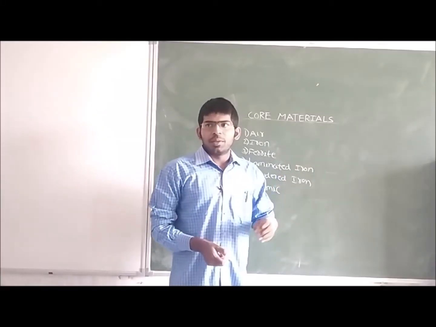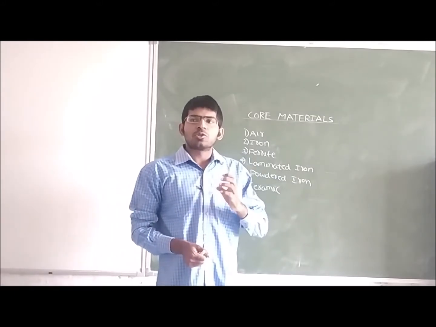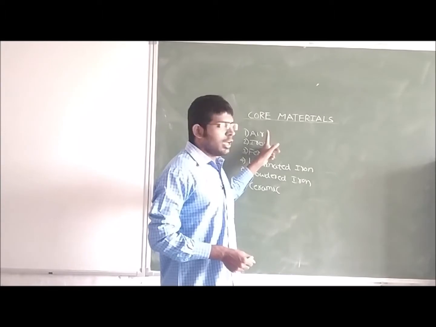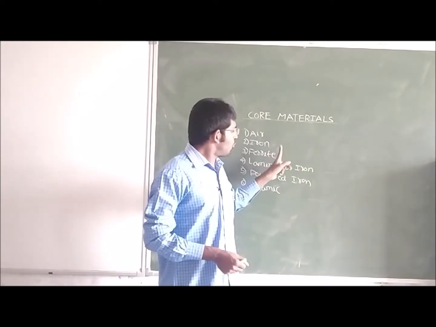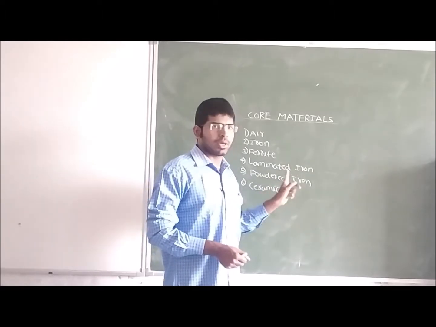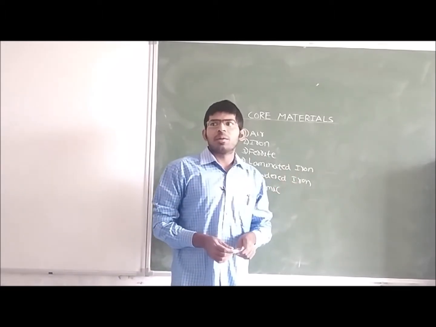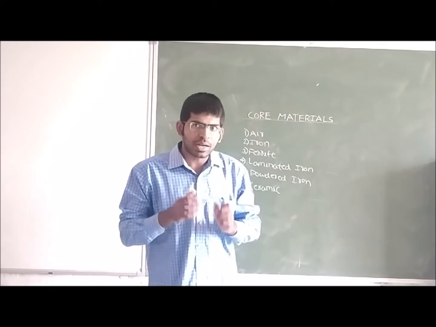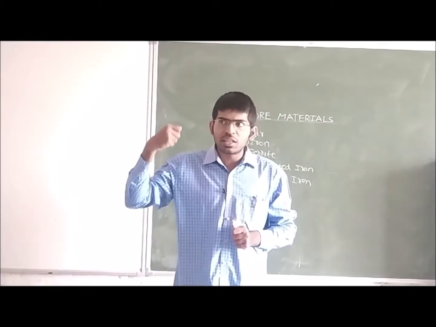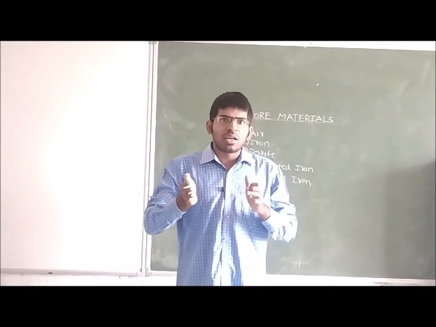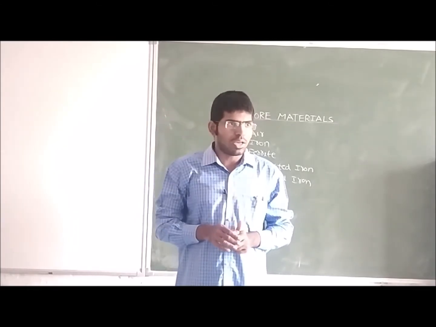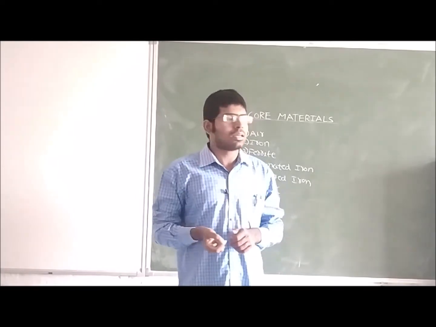Now we are discussing different types of core materials used in inductors: air core, iron core, ferrite core, laminated iron core, powdered iron core, ceramic core. If we take a copper wire, a conductor, and simply wind that wire, then we call that a copper wired inductor. Okay, what is the core in that inductor?